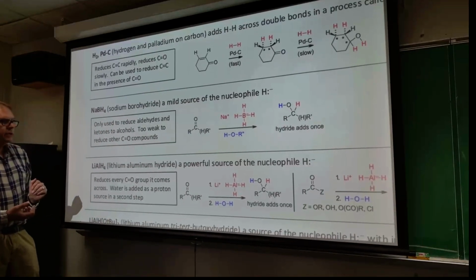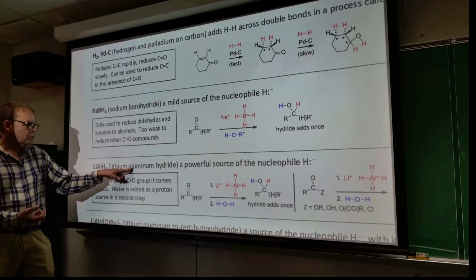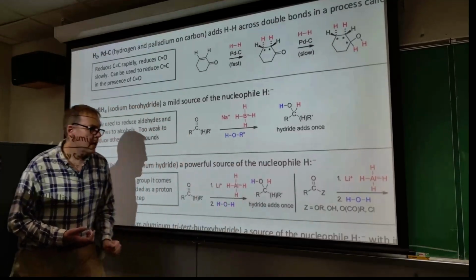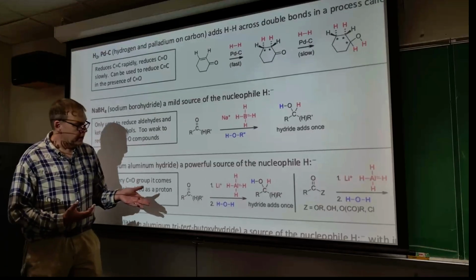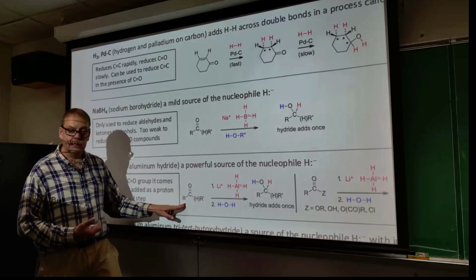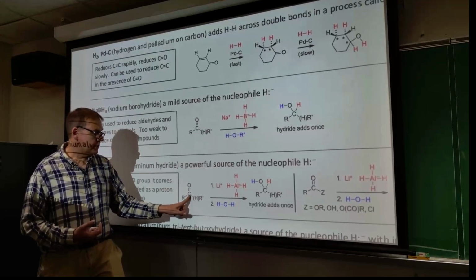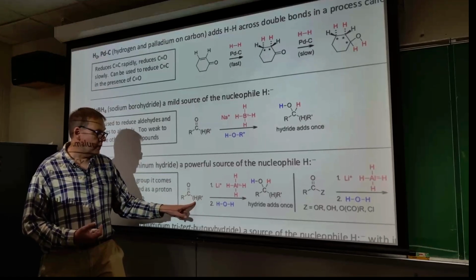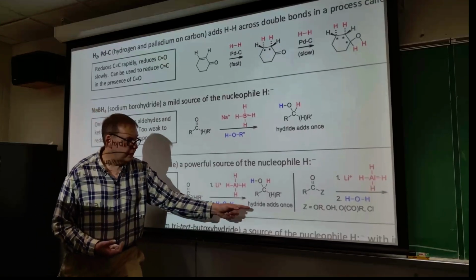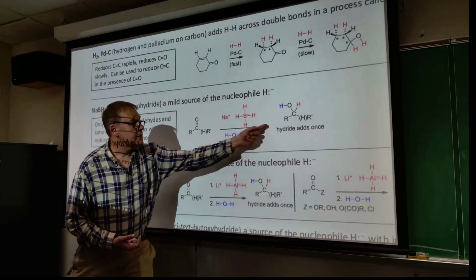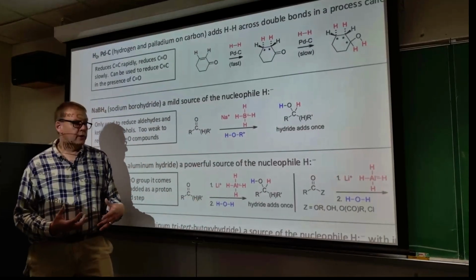Lithium aluminum hydride is a lot more powerful reagent. So LiAlH4, lithium aluminum hydride, is a powerful source of the nucleophile H-. And it gets used in a lot of different reactions. One thing that it does is it will reduce aldehydes or ketones. That's what's shown here. Carbon bonded to carbonyl, and then on the other side, either an H or an R, that's aldehyde or ketone. It reacts with lithium aluminum hydride followed by treatment with water to give an alcohol. So the result is exactly the same as up here. It's just that this is a 2-step process, and we'll talk about why that is in a minute.